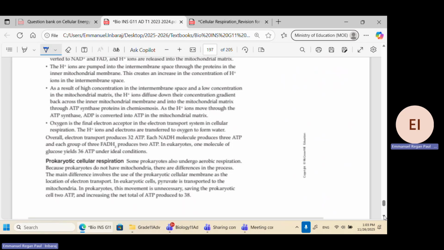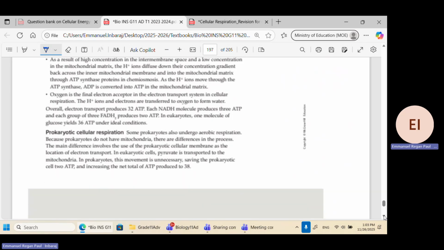Okay, so let's go here. Something that you need to learn. See, overall, one molecule of glucose yields 36 ATP. One question: this is happening in eukaryotes. So keep this in mind.